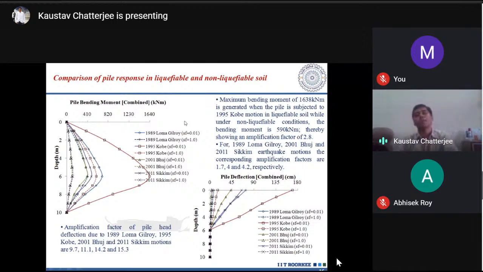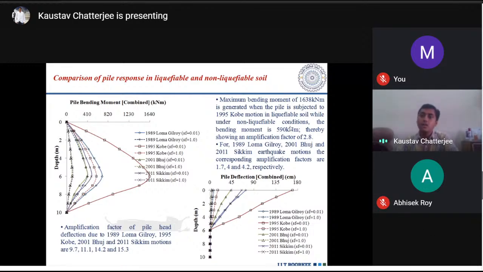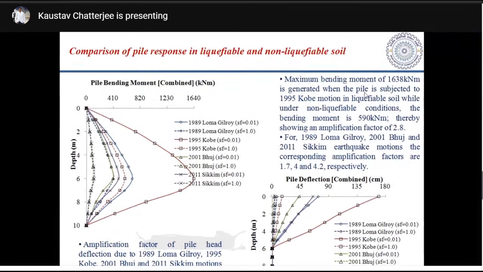Next, I have done a comparison between this liquefiable and non-liquefiable condition. It is seen that in case of a liquefiable soil, the maximum bending moment due to Kobe motion is 1638 kN/m, whereas for non-liquefiable condition it is 590 kN/m, and hence an amplification factor, that is the ratio of bending moment in liquefiable soil under similar loading conditions to that in non-liquefiable soil, is given by 2.8.